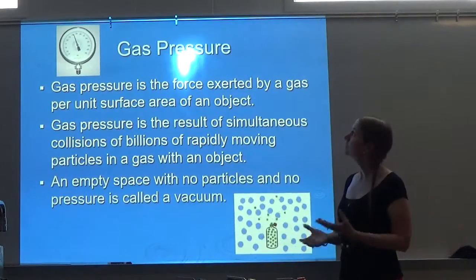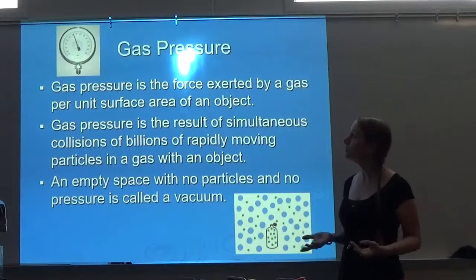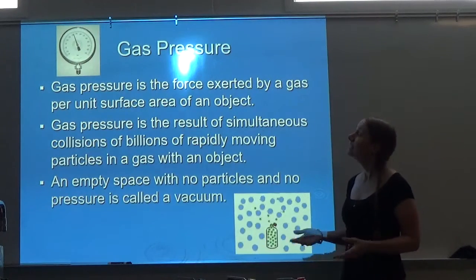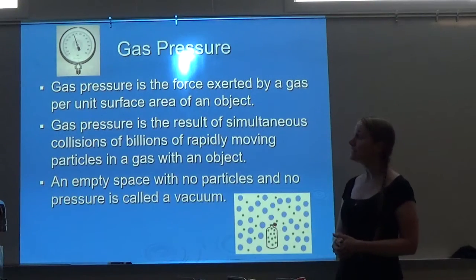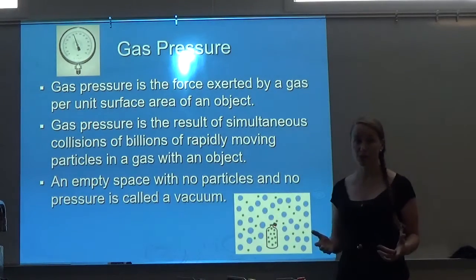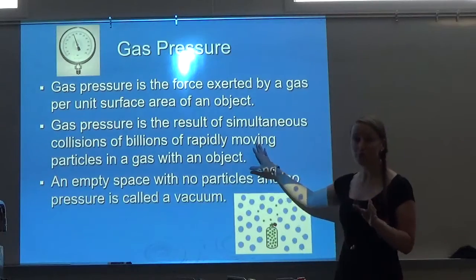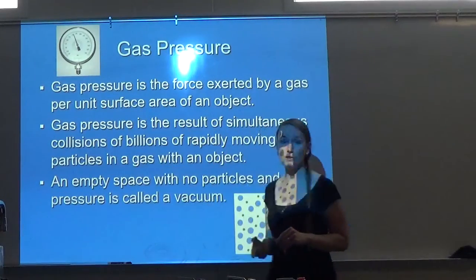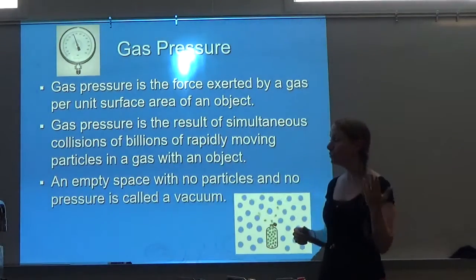So gas pressure is the force exerted by a gas per unit surface area of an object. Gas pressure is the result of simultaneous collisions of billions of rapidly moving particles in a gas with an object. So gas pressure is completely based on collisions of particles. The more collisions, the more pressure.